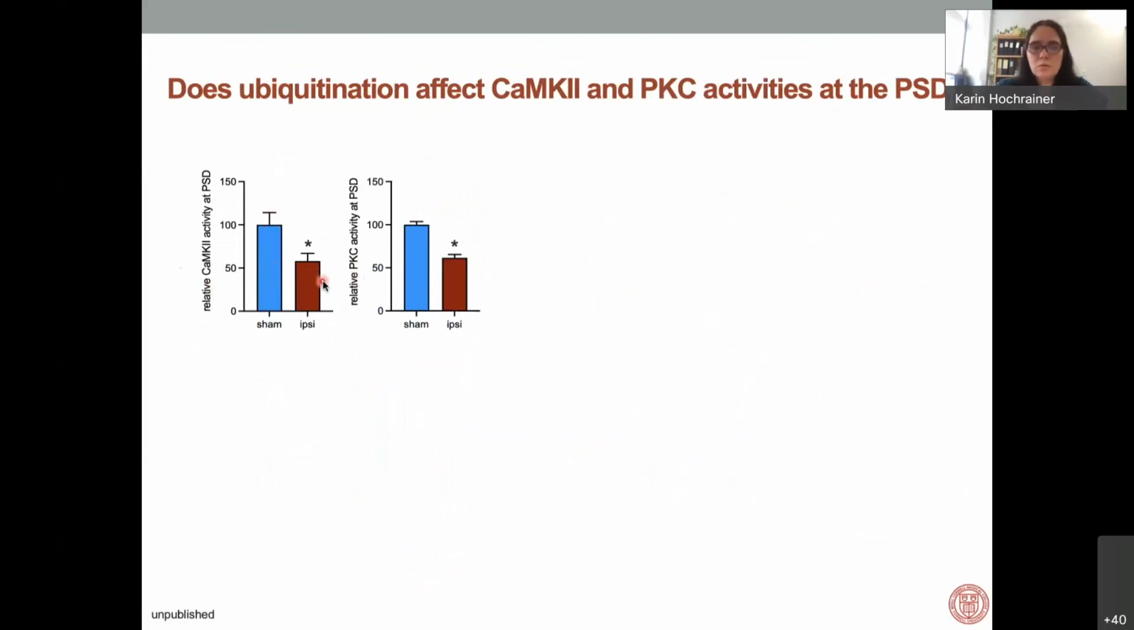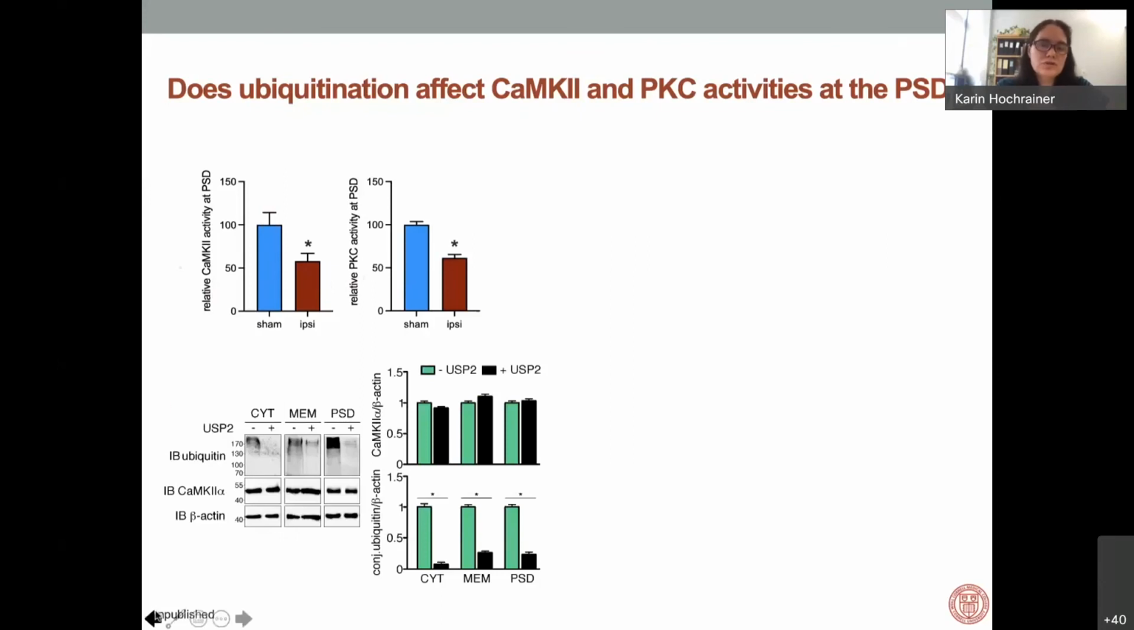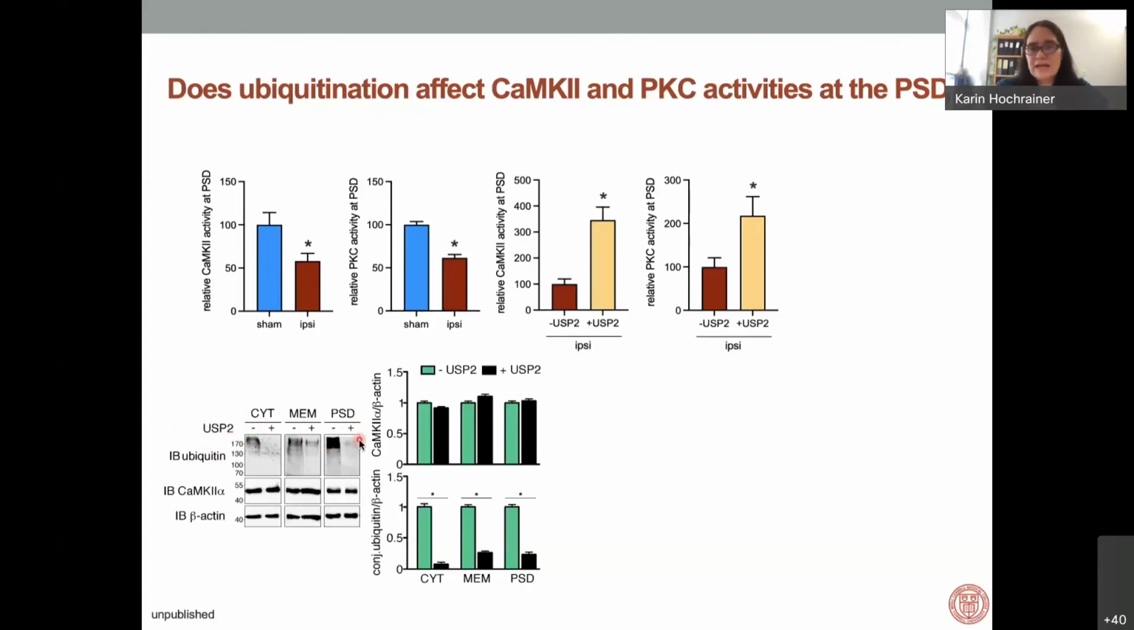Now, in order to look whether this is in any way dependent on ubiquitination, we chose a strategy where we treat lysates with a deubiquitinase, USP2. So this is a very promiscuous enzyme that will remove all ubiquitin chains from proteins. And as you can see here in this upper plot, this is very effective as the smear disappears, particularly at the postsynaptic density. And now when we do that, what we actually see is that we can restore activities both of CaM kinase and of protein kinase C at the postsynaptic density.